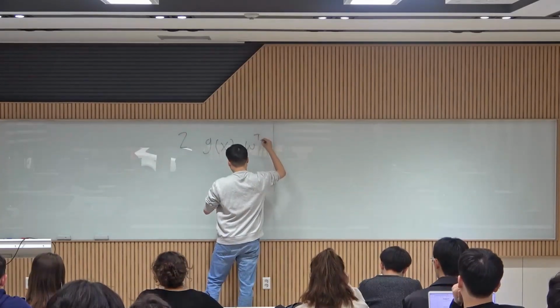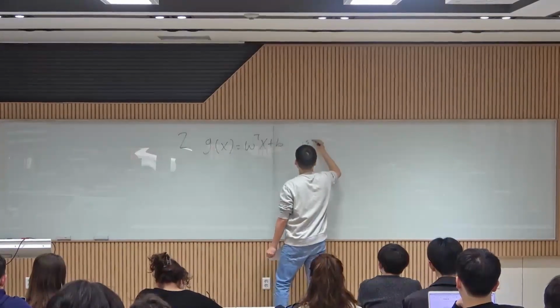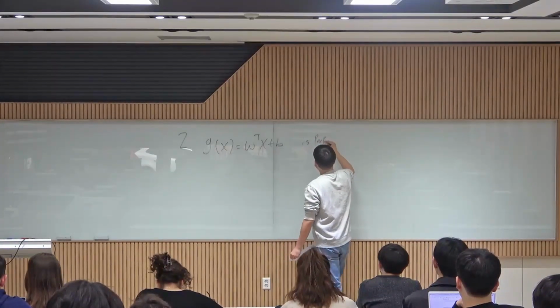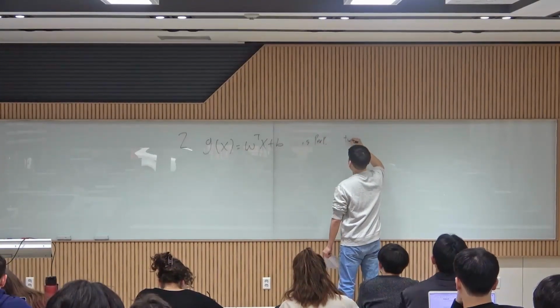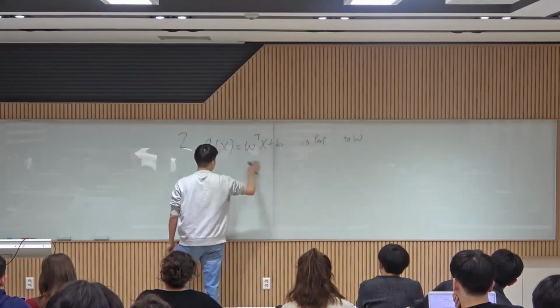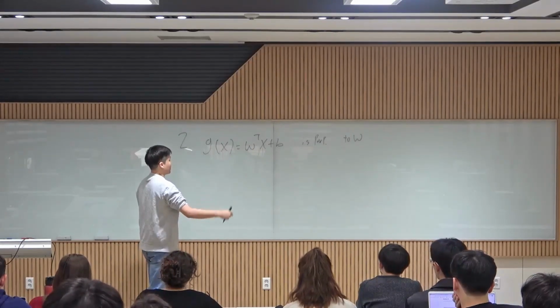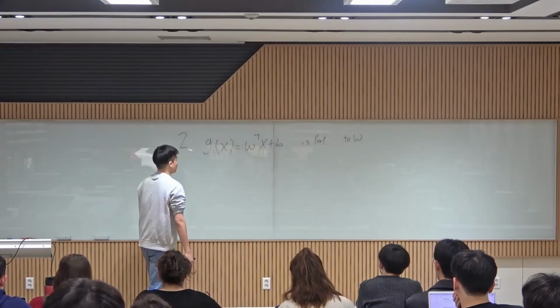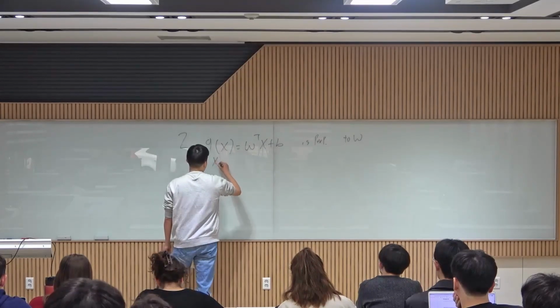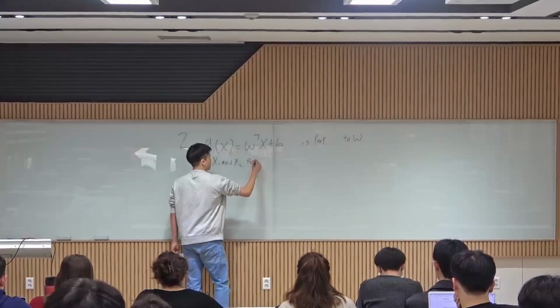g(x) = omega^T x + b is perpendicular to omega, right? So in order to prove this, you need to just get any 2 points on the hyperplane. So let's say x1 and x2 are any points on the hyperplane, okay?